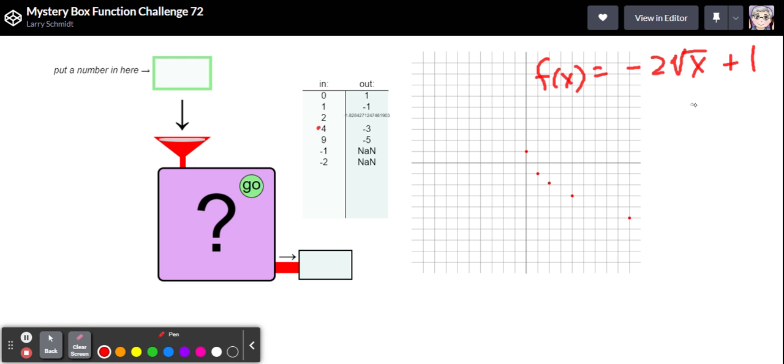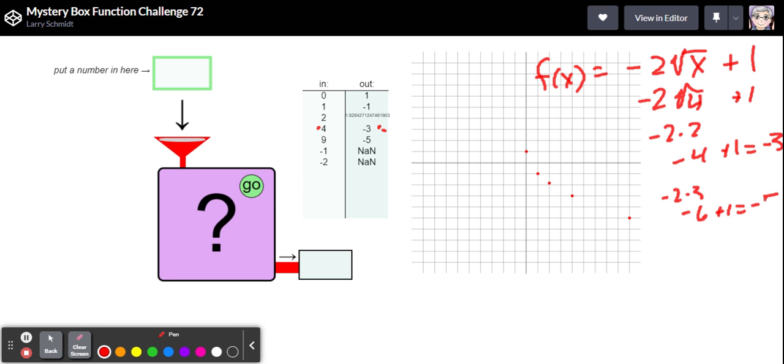I think that's reasonable to do. So let's put in that 4 again. If I put in 4, we take the square root, we multiply it by a -2, and we add 1. Well, the square root of 4 is 2. -2 times 2 is -4, plus 1 would be -3. Aha, so we got that. Does that work for a 9? So square root of 9 would be 3. -2 times 3 would be -6, plus 1 would be -5. Yeah, that's exactly what we're getting.